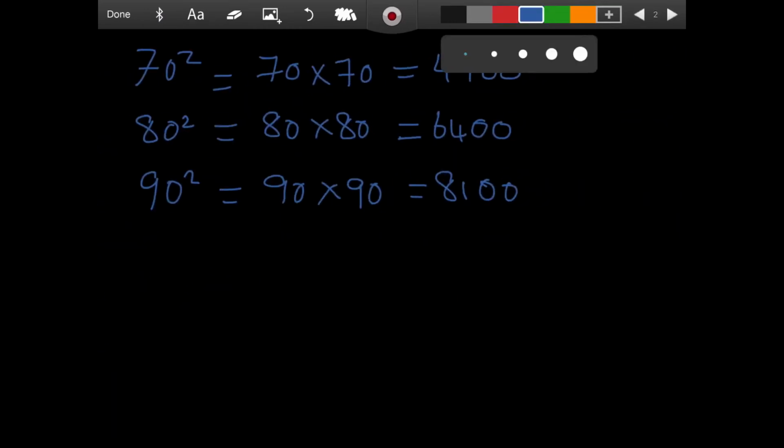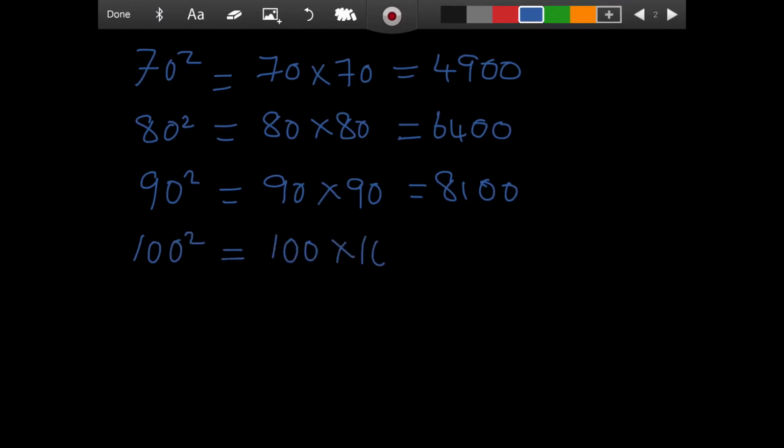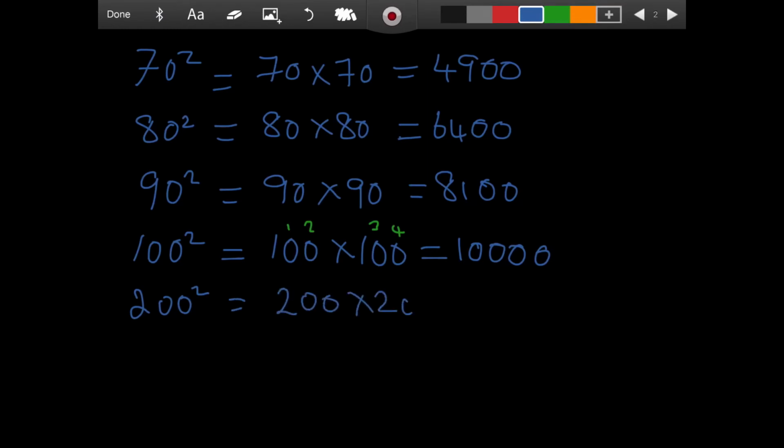Okay, so continuing, 100 squared is 100 times 100, and that is equal to 1 times 1 is 1, and then you literally count these zeros: 1, 2, 3, 4 zeros. We add those 4 zeros, so we end up with 10,000. 200 squared is 200 times 200, and it's 2 times 2 is 4, and then add the 4 zeros, so the answer is 40,000.